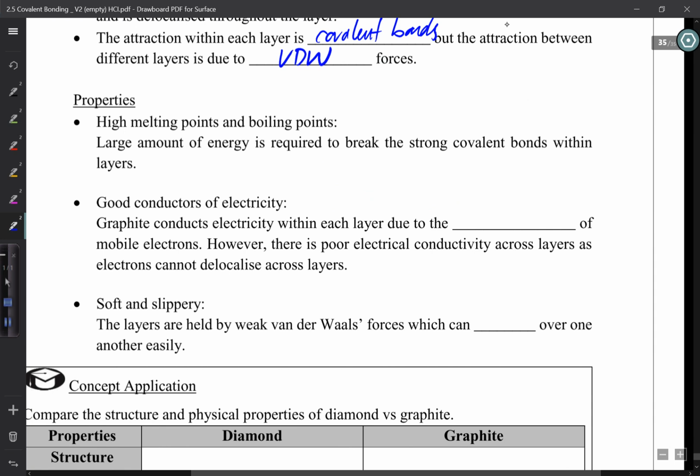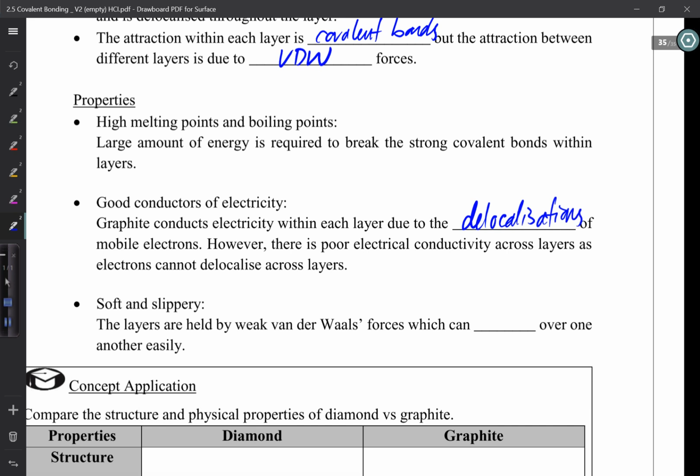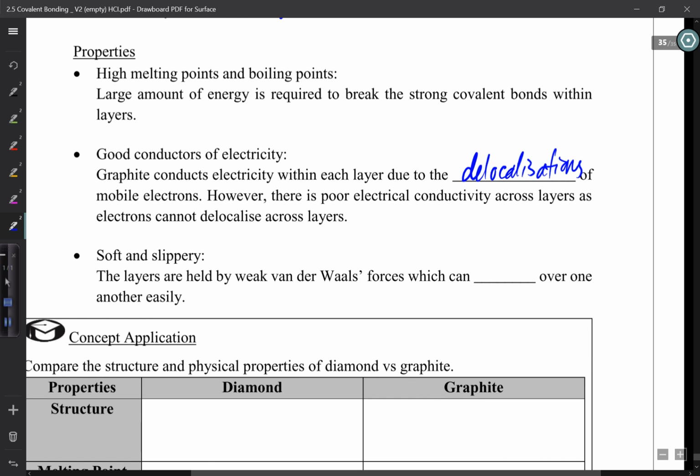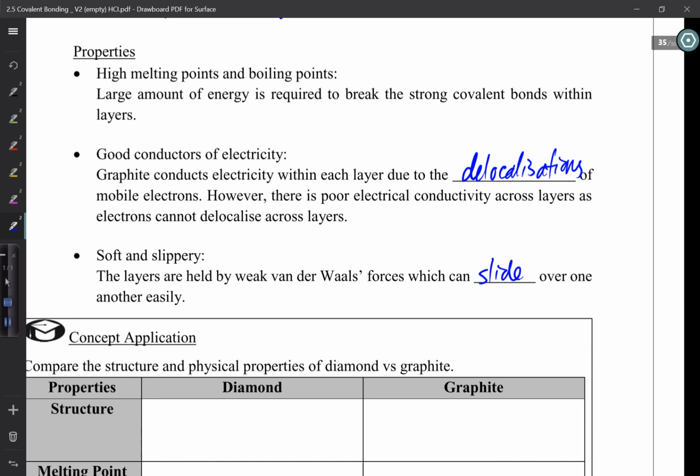They're also good conductors of electricity. That's because of the delocalization of mobile electrons. So in graphite, there are actually mobile electrons, which allow electrical conductivity. That's why your pencil, which is graphite, can conduct electricity. They're also soft and slippery. That's because the layers are held by weak van der Waals force, which can slide over one another easily. That's why when you write using a pencil, the graphite can be detached from the pencil onto the paper. Because of friction, you are not overcoming the covalent bond. You're only overcoming the van der Waals force.